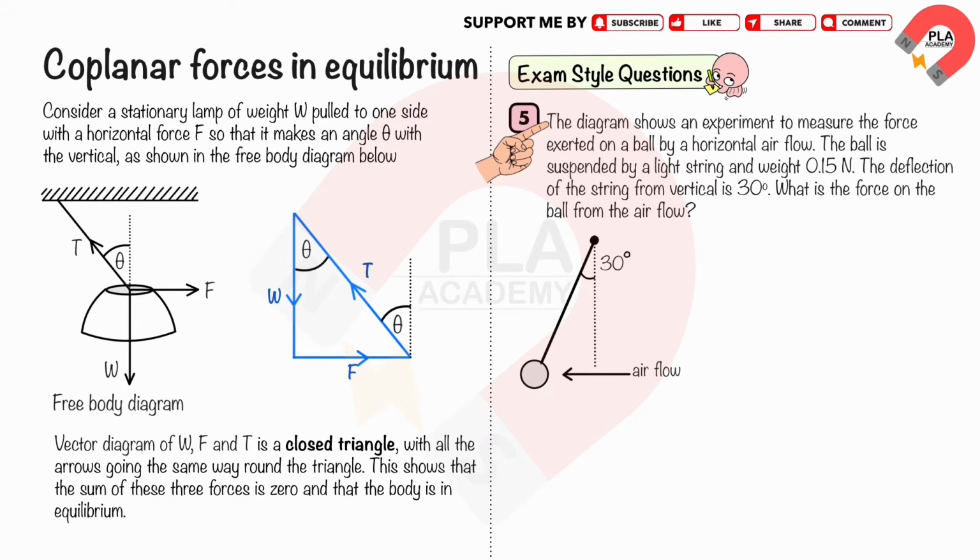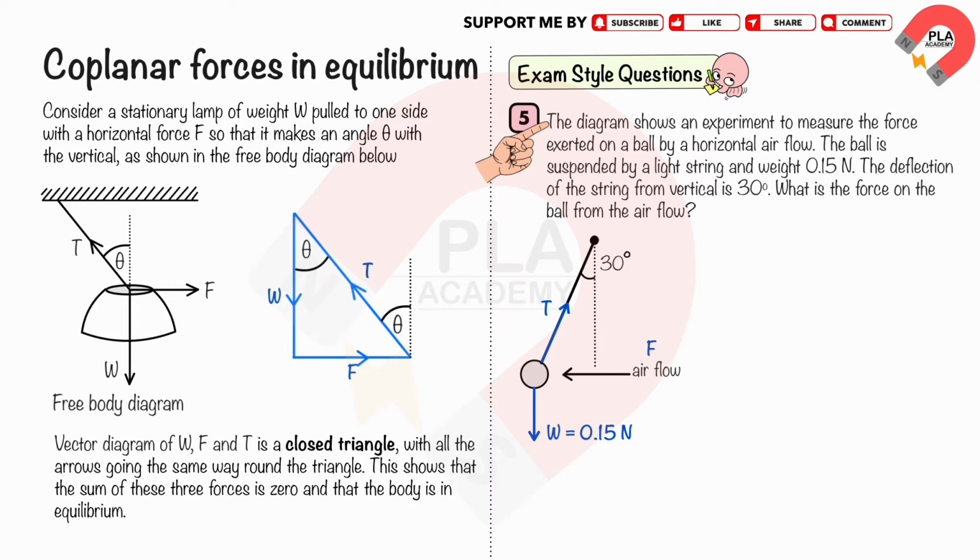Exam-style question 5. The diagram shows an experiment to measure the force exerted on a ball by a horizontal air flow. The ball is suspended by a light string and weight 0.15 newtons. The deflection of the string from vertical is 30 degrees. What is the force on the ball from the air flow?